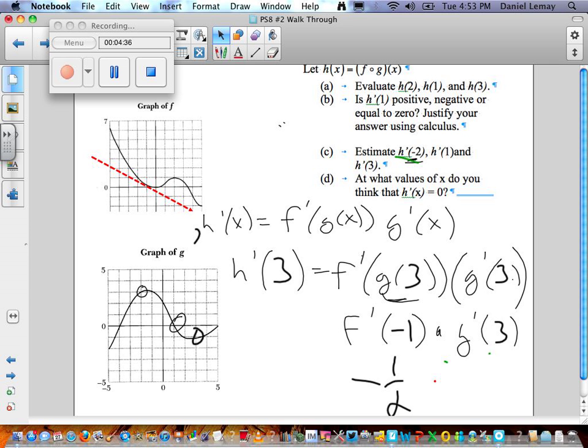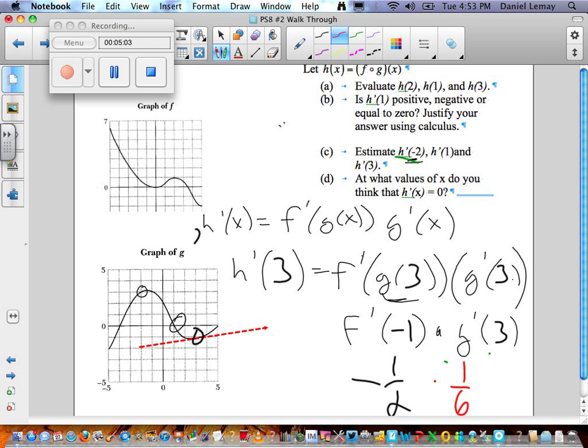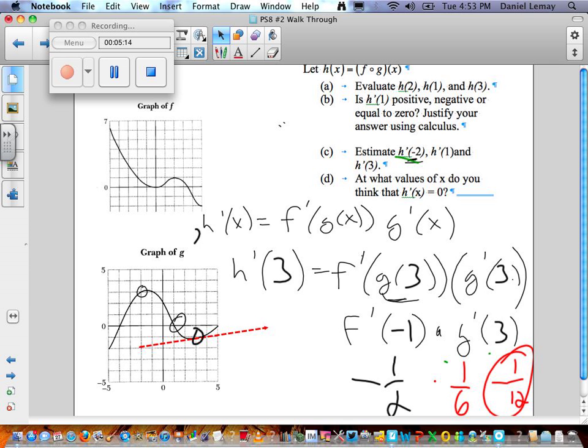And g prime of 3. So we're going to take that line, slide it down here. Pretty darn close to 0. It's not exactly 0 though, but it's close. I don't know. I'm seeing right there, up 1, 2, 3, 4, 5, 6 maybe. Is it 1/6? I mean, this is a guess. If I multiply those two, I'll get negative 1/12. Okay, so that's what my estimates are this time through of those slopes.